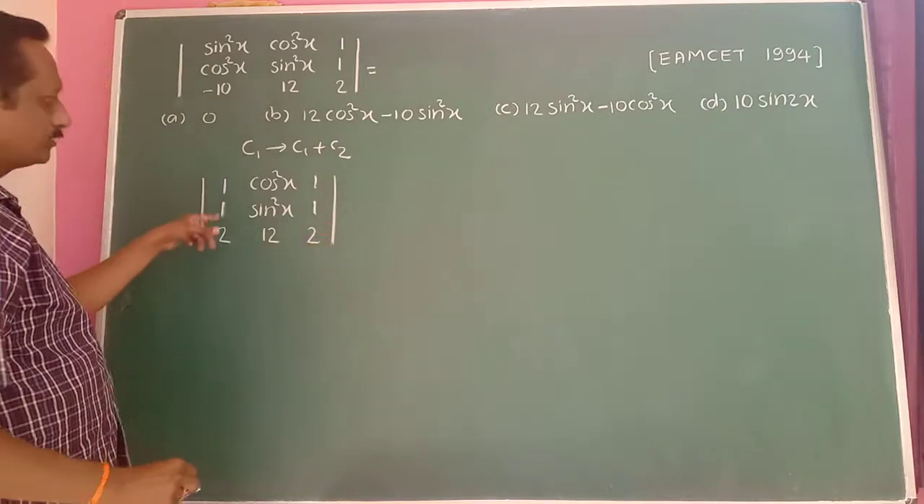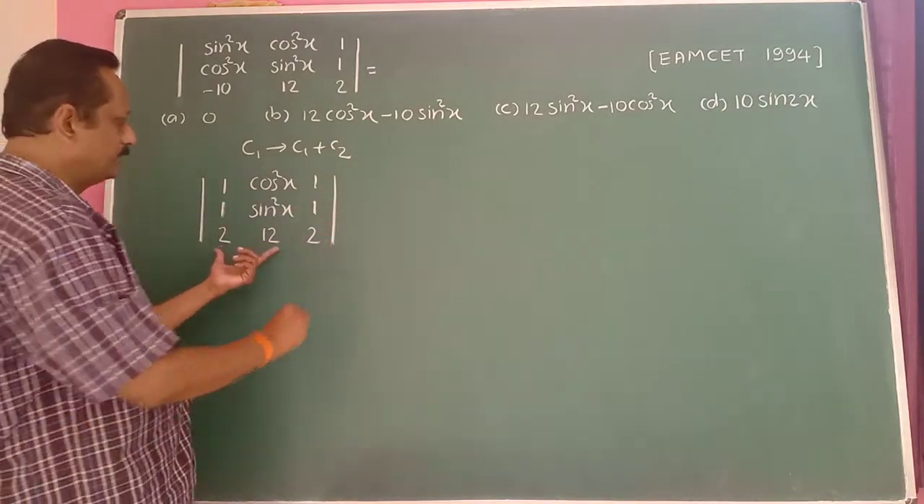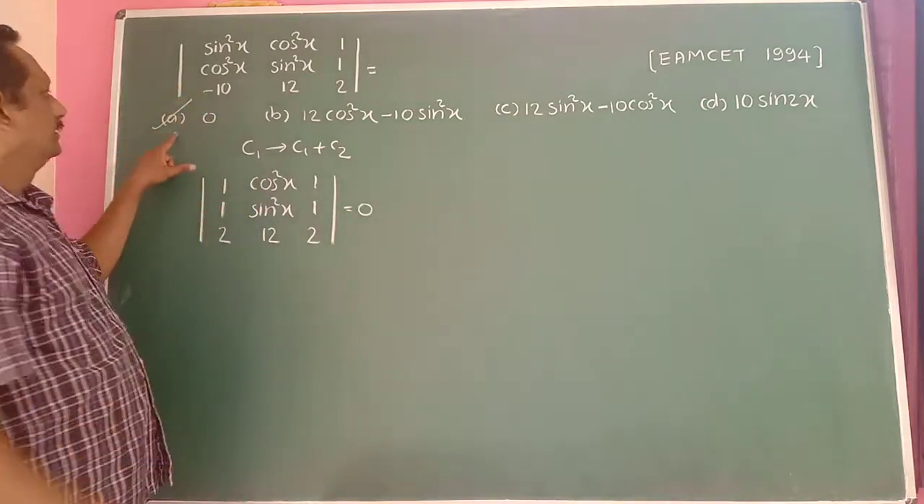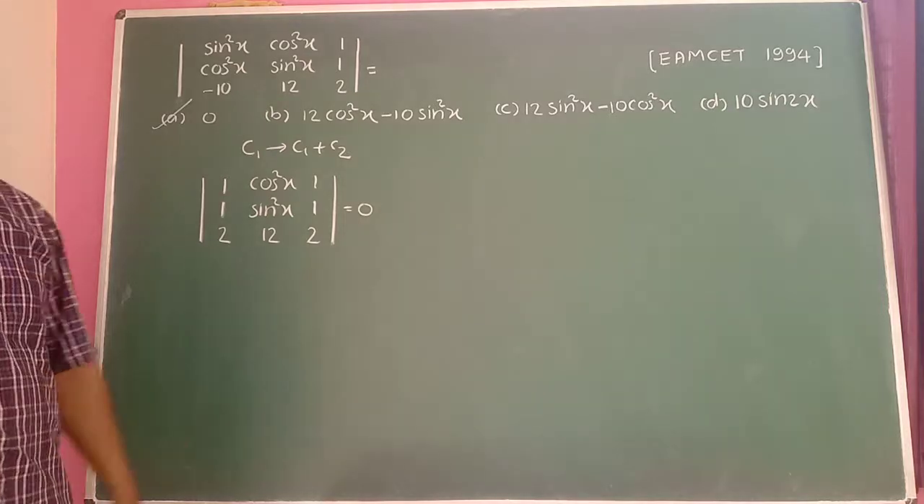Then obviously these two columns are identical. So the value of the determinant is 0 here. So the first option is the correct option here.